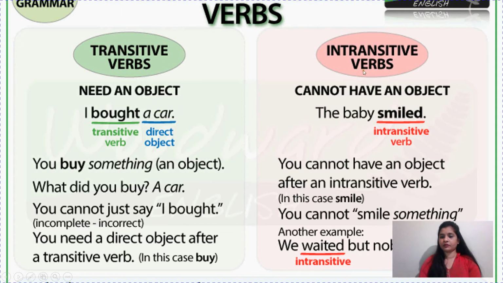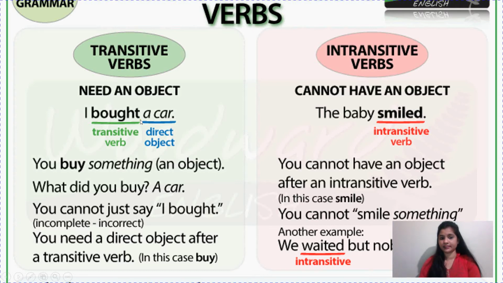Very simple. Now an intransitive verb cannot have an object, it does not need an object, like the baby smiled. It is an intransitive verb. Children, see, the baby is the subject, smiled is the verb. It doesn't need an object. Why? Because it is already completed. It is a complete sentence. The baby smiled, the baby cried. Okay. So it's very simple.